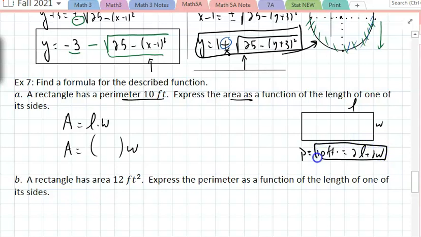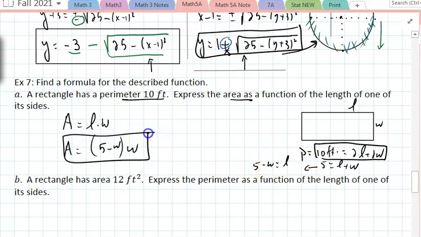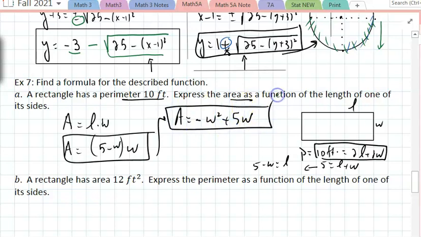This is an equation. If I want to get rid of L, I could say 5 equals L plus W, and L will be simply 5 minus W. So I could say the area is actually negative W squared plus 5W. That is expressing the area of the rectangle. Instead of length and width, it's only in terms of width. I could have done it in terms of length as well if I wanted.